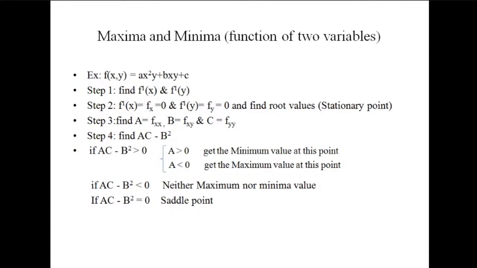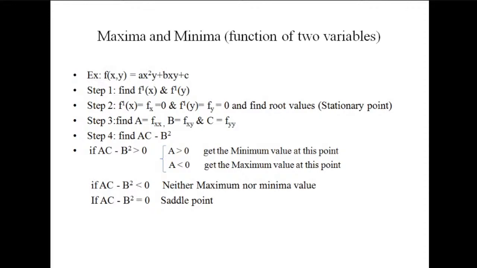After that, we have to find f double dash of x, that is f x x, f x y, and f y y. We have to find these three values. Then we have to find AC minus B square, where A means f x x, B is equal to f x y, and C is equal to f y y. Then we find AC minus B square.